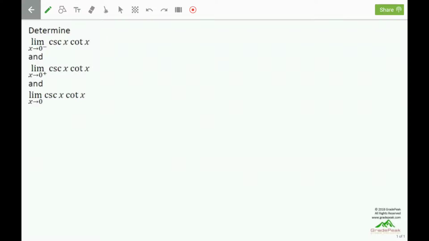Determine the left-sided limit and the right-sided limit and the two-sided limit as x approaches 0 of cosecant of x times cotangent of x. Each of these involves the limit as x approaches 0 of cosecant of x times cotangent of x. The first thing to do is try plugging a 0 in for each of the x's.